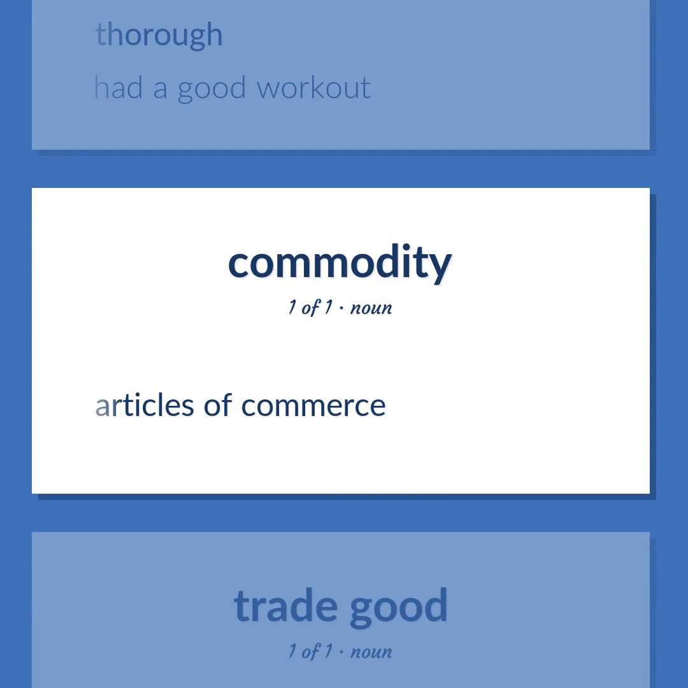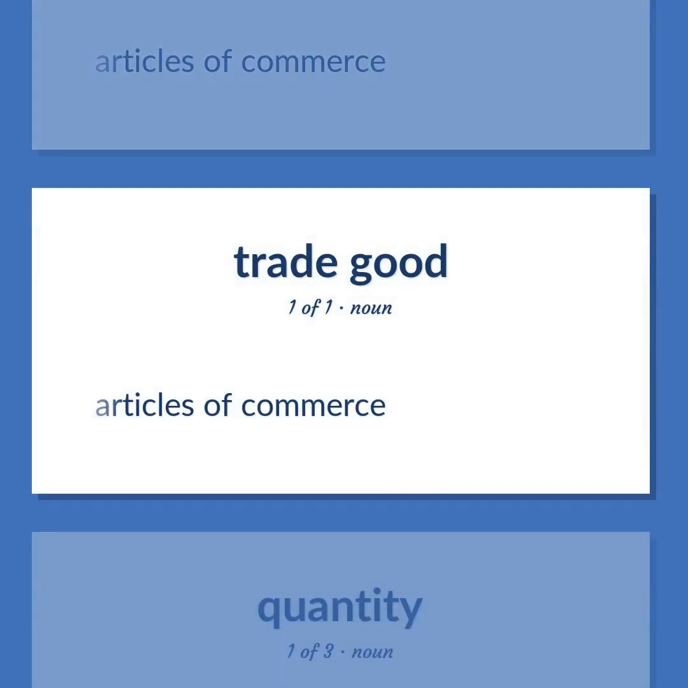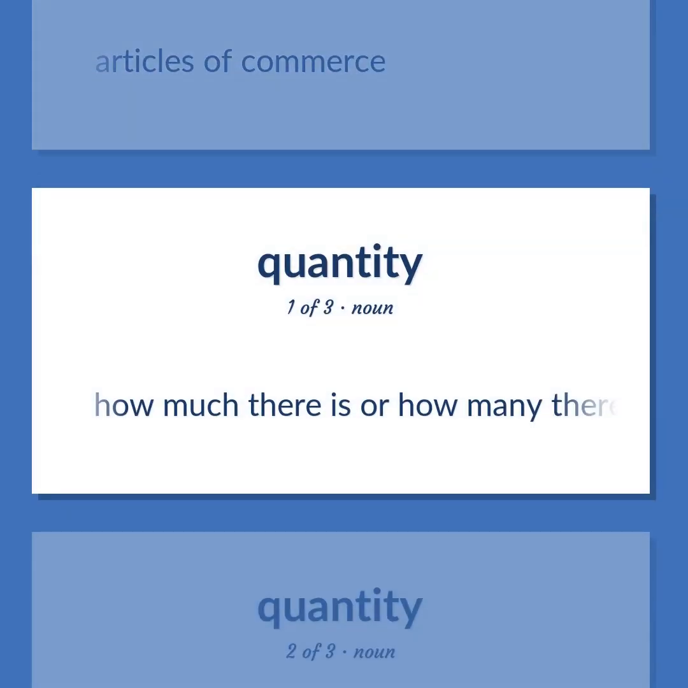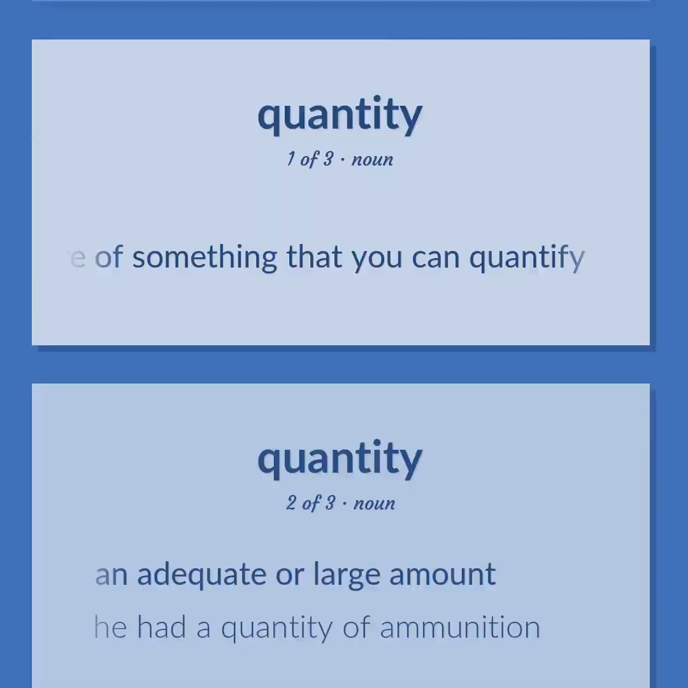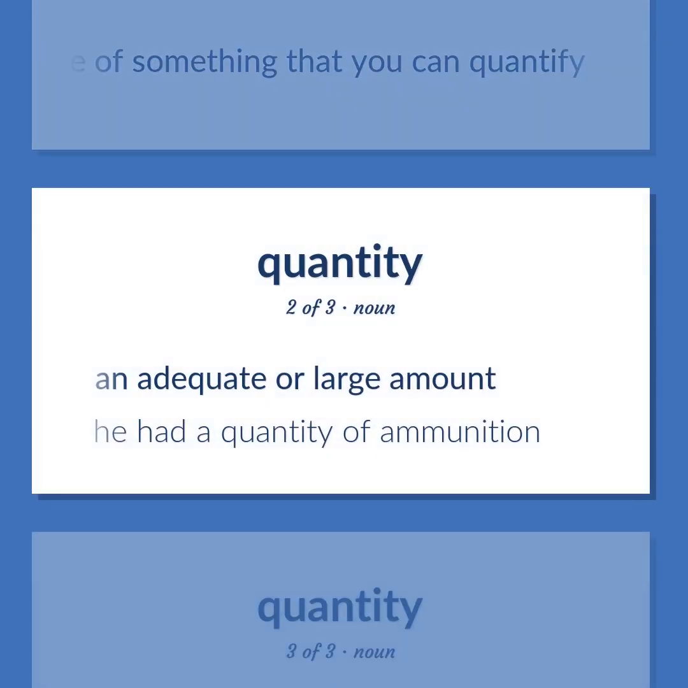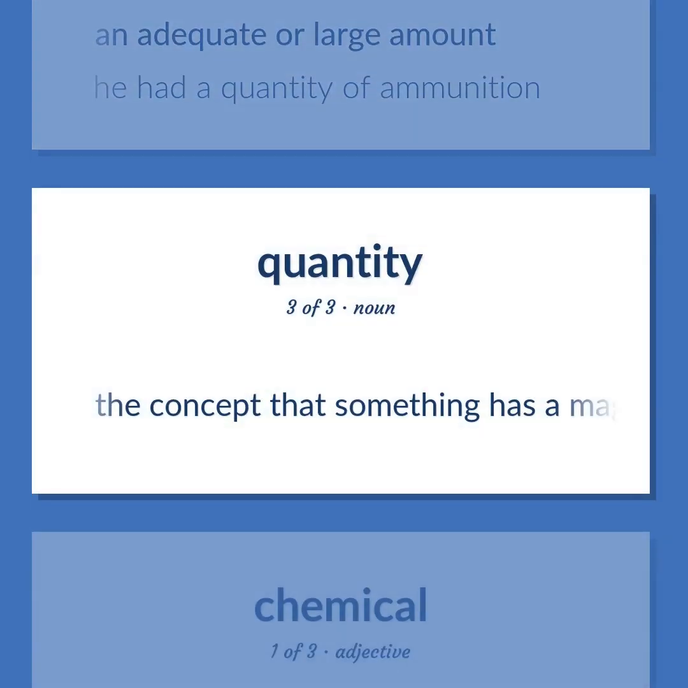Articles of commerce. How much there is or how many there are of something that you can quantify. An adequate or large amount. He had a quantity of ammunition. The concept that something has a magnitude and can be represented in mathematical expressions by a constant or a variable.